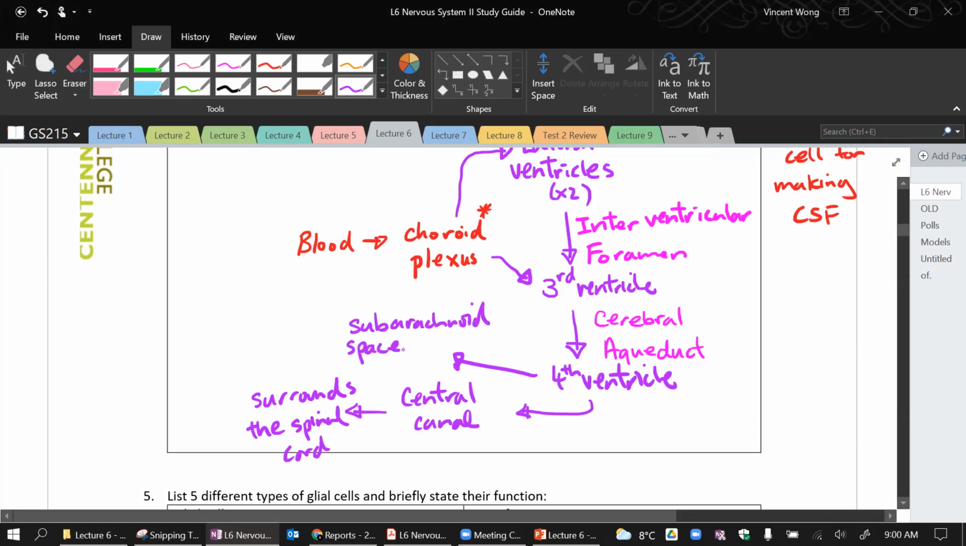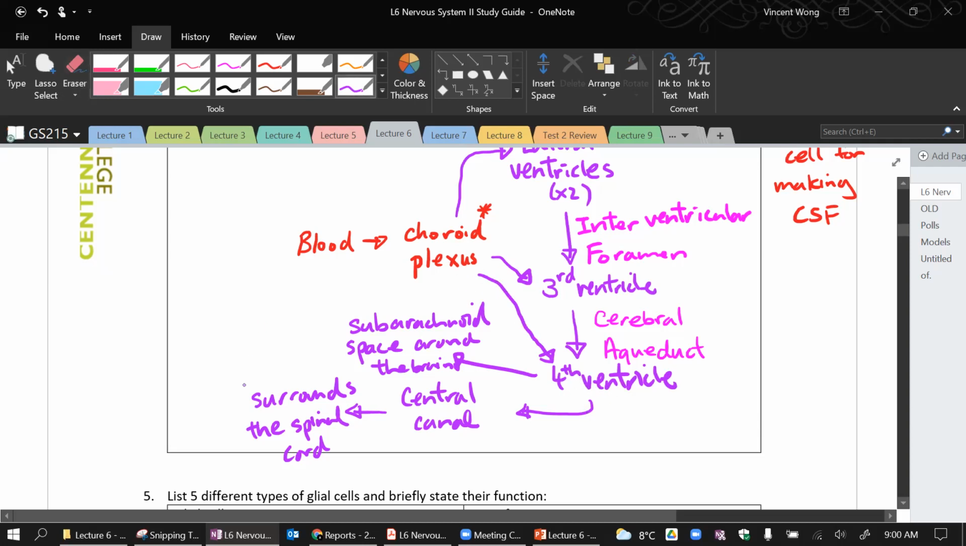Right, the one we talked about earlier, around the brain. So the whole brain is going to be bathing in it, right? Now I'm missing an arrow here. Choroid plexus will also be found in the fourth ventricle, so it's also going to be producing its own.